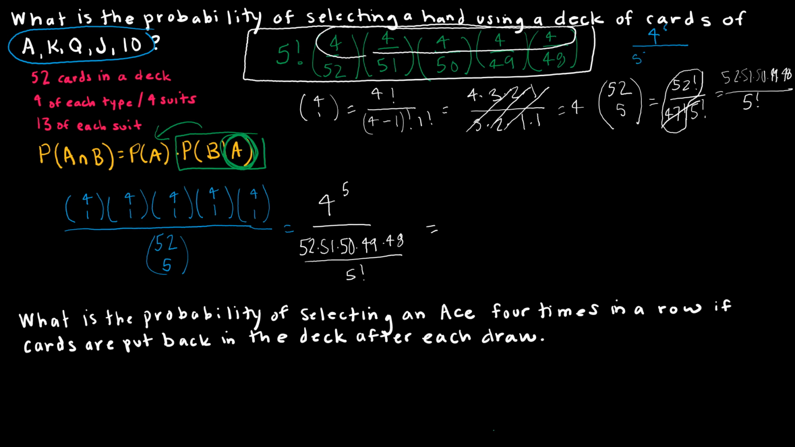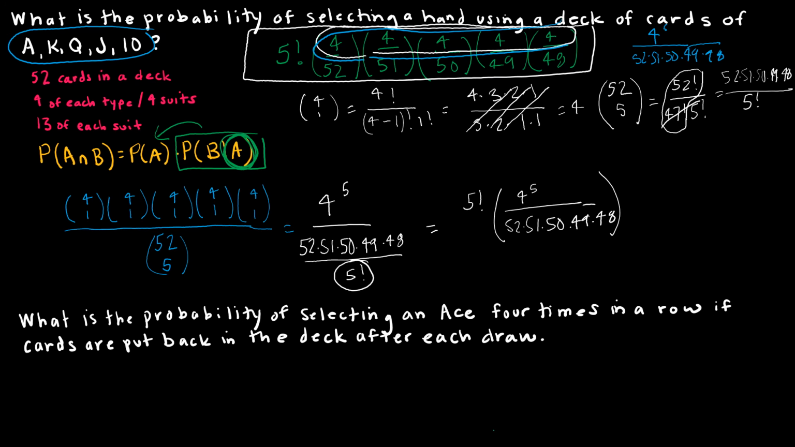On the bottom we have 52 times 51 times 50 times 49 times 48. And then what happens here is I got a fraction, and then I've also got a fraction within my fraction, and we all know that means multiply by the reciprocal. So this is really 5 factorial and then 4 to the 5th over 52 times 51 times 50 times 49 times 48, which is exactly what I had here, because I had my 4 to the 5th, I had 52, 51, 50, 49, 48, and then I had 5 factorial.